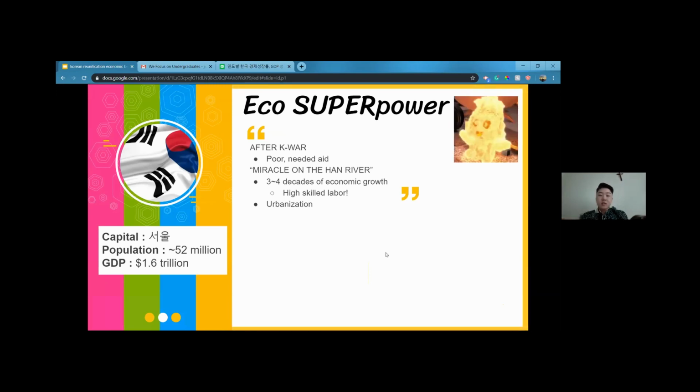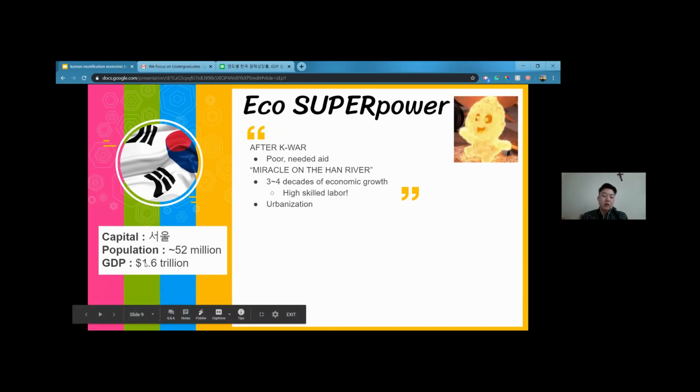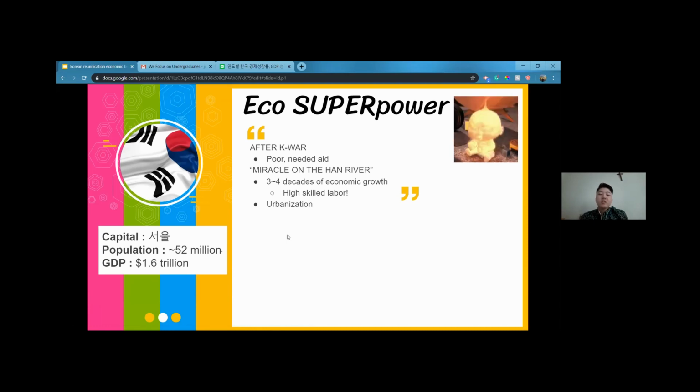So South Korea, an economic superpower. The current GDP, if you see right here, is a whopping 1.6 trillion US dollars. That ranks it as one of the top 15 economies in the world. But the question is, how did we get there? Because after the Korean War, South Korea was very underdeveloped. It was a very poor economy that was mainly for farming. It was an agrarian society, and it heavily depended on aid.